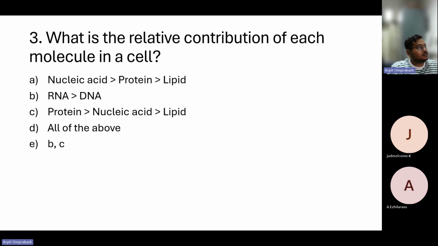The third question is, what is the relative contribution of each molecule in a cell? This is in terms of what is present more, the constituent components. We see nucleic acids, protein, lipid. We know protein is more compared to nucleic acid, so this is false. RNA greater than DNA, we know this is true. Protein greater than nucleic acid greater than lipid, this is true. All of the above will be false, B and C, so the answer will be option E.